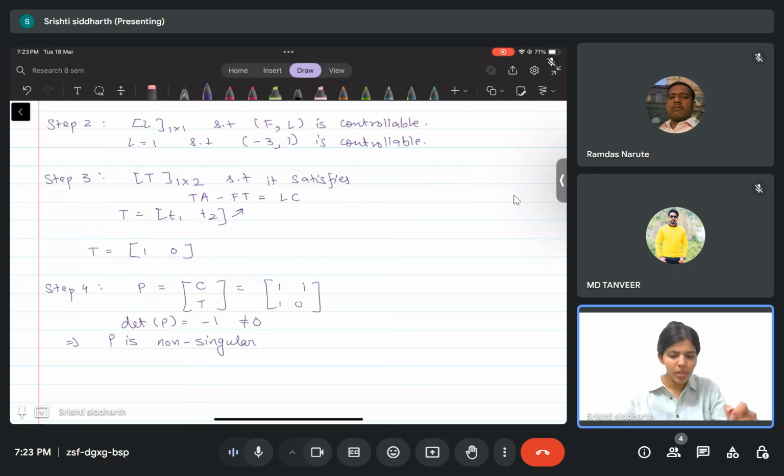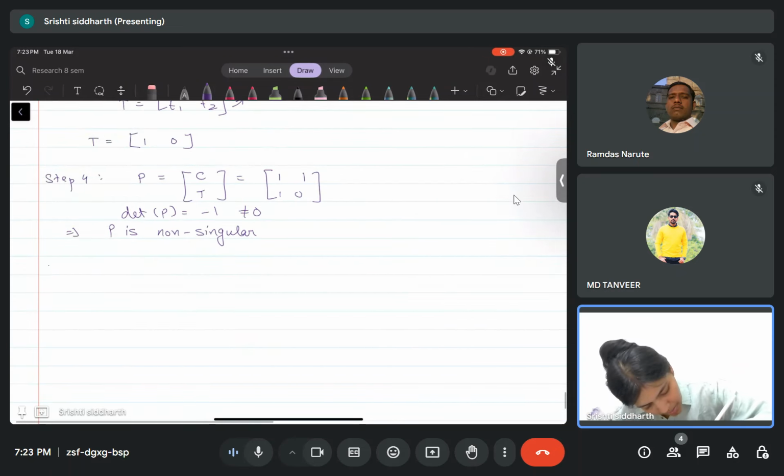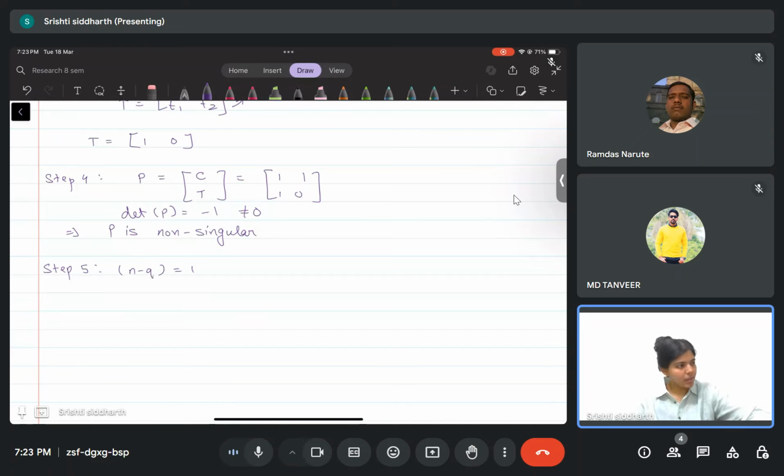If P was singular, we would have to go back to step 2, select L such that again FL is controllable, and then repeat step 3 and step 4 until we get a matrix P which is non-singular. Alright, so we have the matrix P, and step 5 is the state equation. So we have an n minus q equals 1 dimensional state equation.